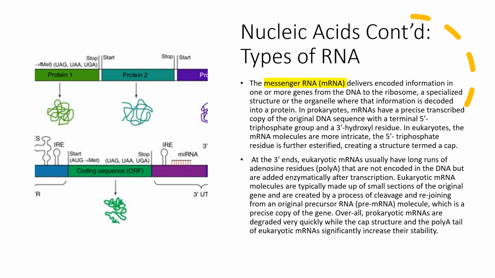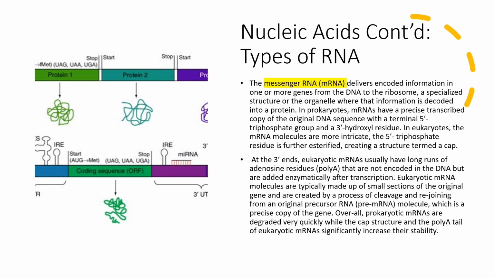Let's now consider the different types of RNA. The messenger RNA, or mRNA, delivers encoded information in one or more genes from the DNA to the ribosome, a specialized structure or organelle where that information is decoded into a protein. In prokaryotes, mRNAs have a precise prescribed copy of the original DNA sequence with a terminal 5' triphosphate group and a 3' hydroxyl residue. In eukaryotes, the mRNA molecules are more intricate.